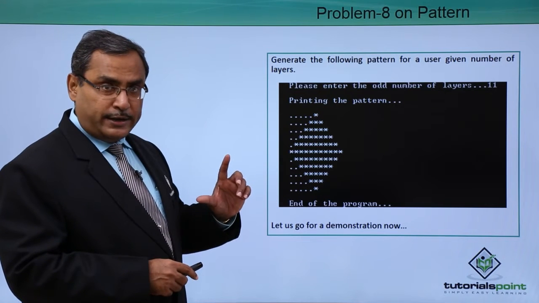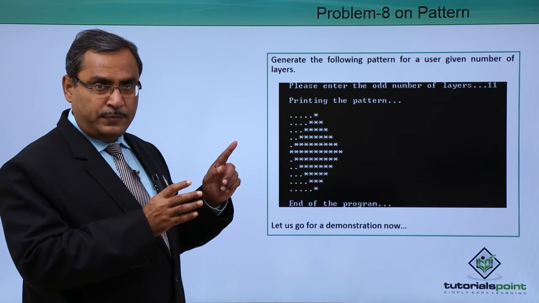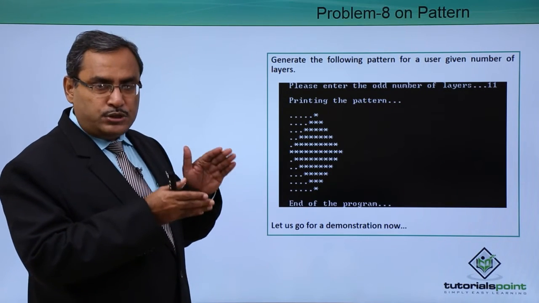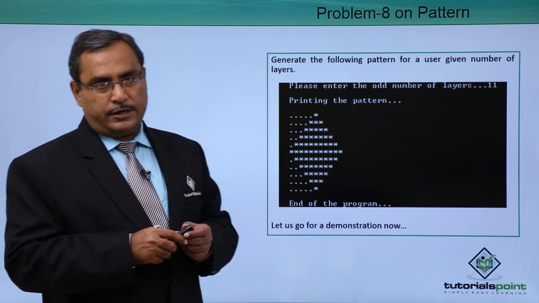So, we are supposed to write one for loop where the value of I will be ranging from 1 to n, where the value of n will be 11 in this case, and within that we shall have to write our program in such a way that this pattern will get generated.